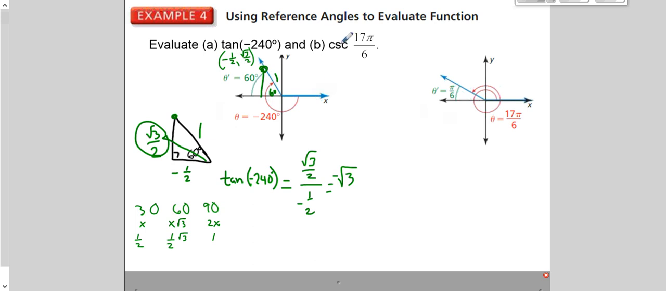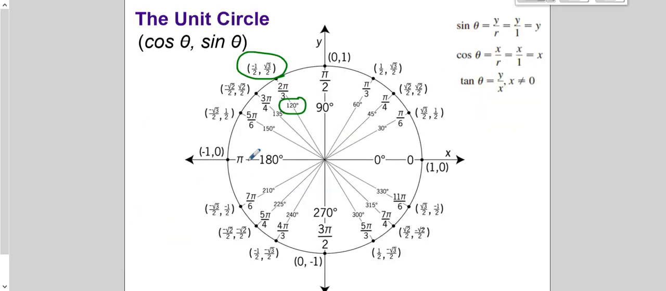All right, part B, cosecant of 17 pi over 6. 17 pi over 6 has a reference angle of pi over 6. Here's what it looks like. Let's take a look at what point that is on our unit circle. Pi over 6 away from that negative x-axis. That would be coterminal with 5 pi over 6. So this is our cosine and our sine.